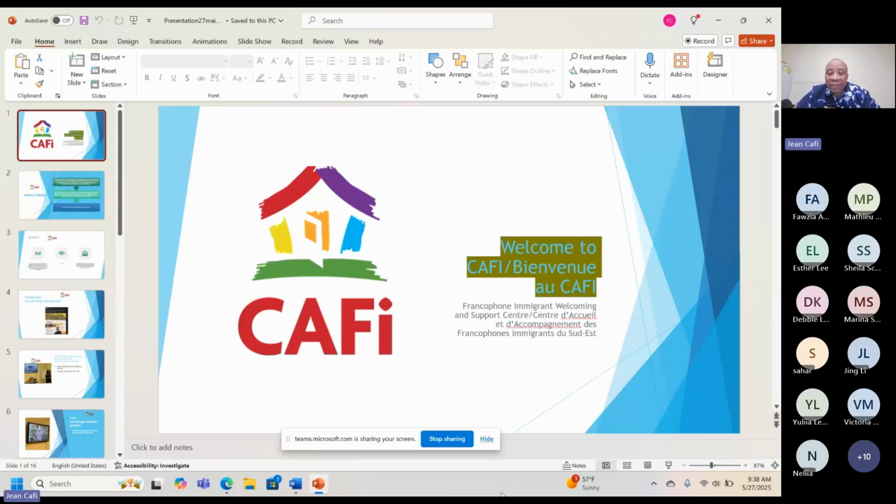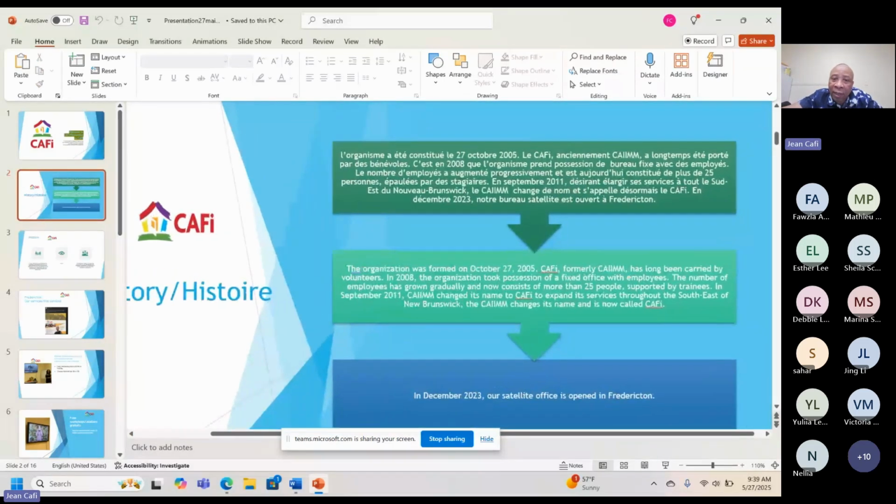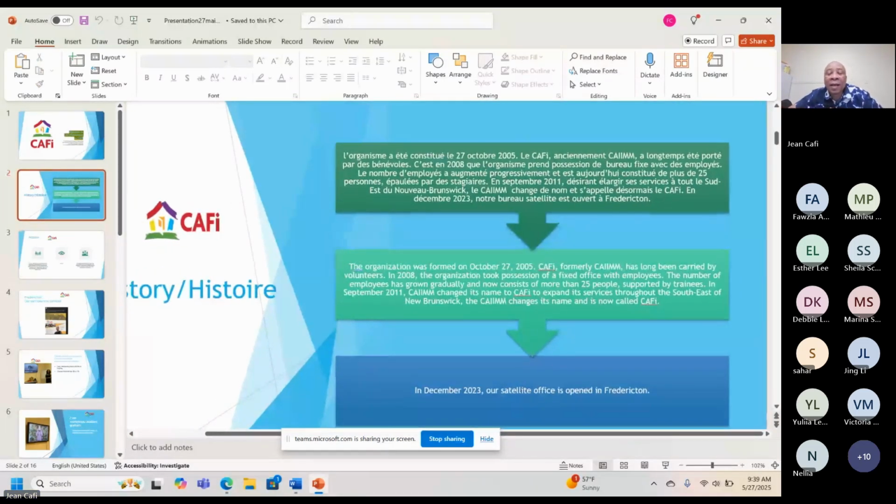Okay, so we are on the first slide. As I said before, CAFi means Francophone Immigrant Welcoming and Support Center. That's the meaning of the acronym. As you can see on the second slide, let me zoom it a little bit. I'm gonna talk to you about our history. The organization was formed on October 27th, 2005.